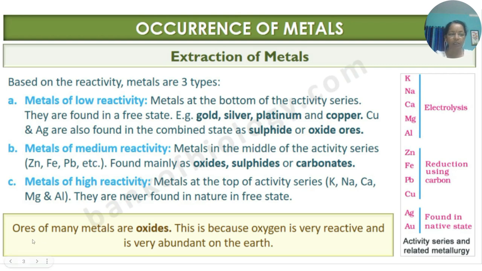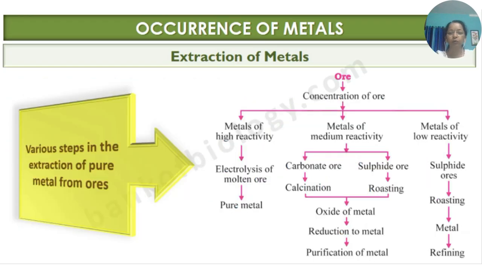Ores of many metals are oxides only, because oxygen is very reactive and is very abundant on the earth. So many of the ores we can find will be in the oxide form. Now this is the rough picture, which gives the overall conversion of an ore into a pure metal.